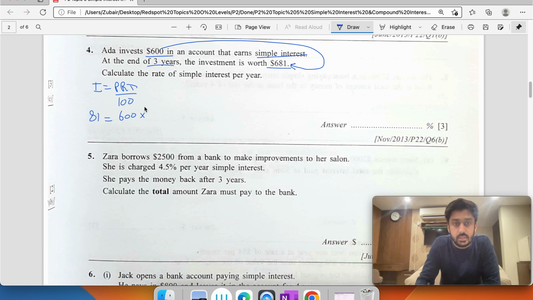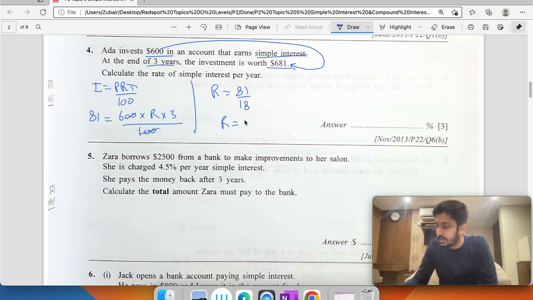Principal amount stays as it is. Rate is unknown, for 3 years and 100. So 6 times 3 is 18. Rate is equal to 81 by 18. 81 by 18, you get 4.5%.